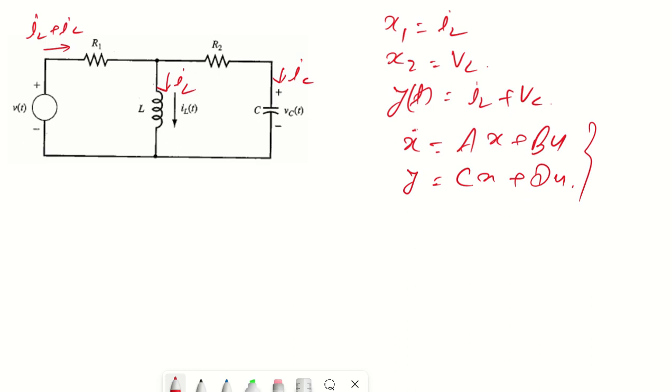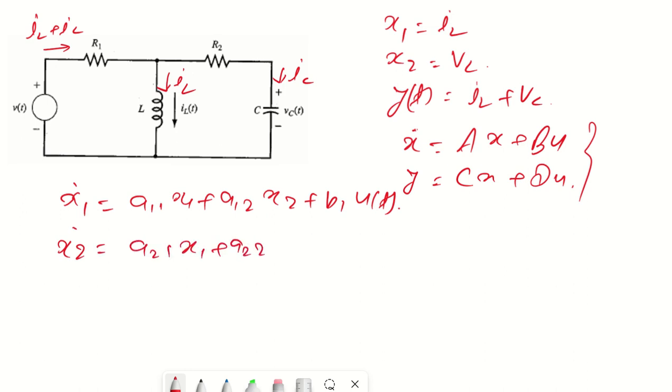Based on these equations, we'll try to understand how we can put this particular circuit into a state space model. Can we write it down like this: x1 dot is equal to a11 x1 plus a12 x2 plus b1 u of t? Similar to that, x2 dot is equal to a21 x1 plus a22 x2 plus b2 u of t. These can be written as x dot in terms of Ax plus Bu, where b1, b2 are the coefficients of the B matrix and u is the input. We'll change the input based on what is given here, that is nothing to worry about.